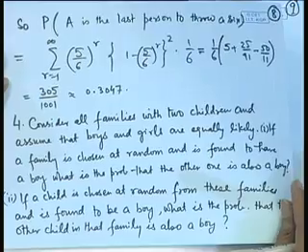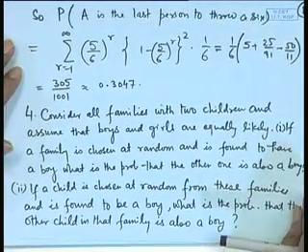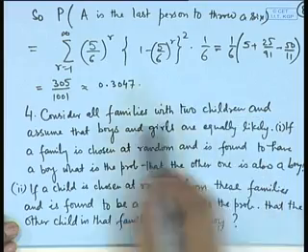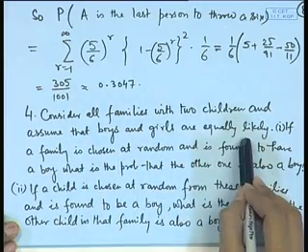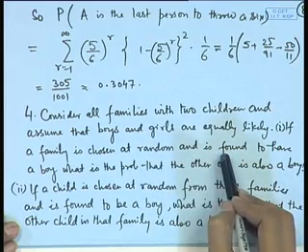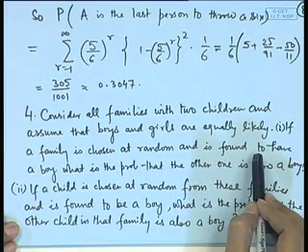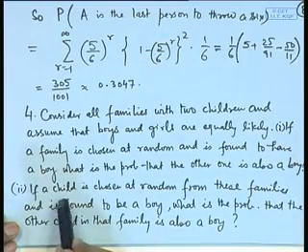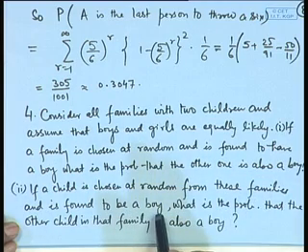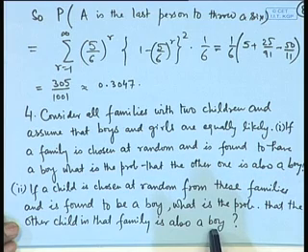Let us look at some applications of conditional probability now. Consider all families with 2 children and assume that boys and girls are equally likely. If a family is chosen at random and is found to have a boy, what is the probability that the other one is also a boy? This is one part of the problem. In the second part, we ask, if a child is chosen at random from these families and is found to be a boy, what is the probability that the other child in that family is also a boy?